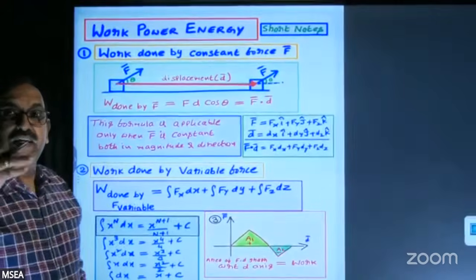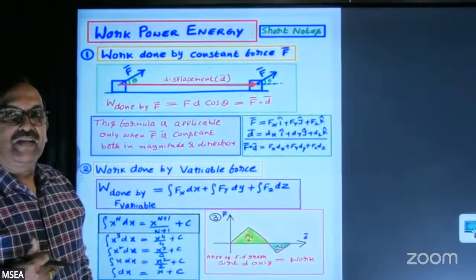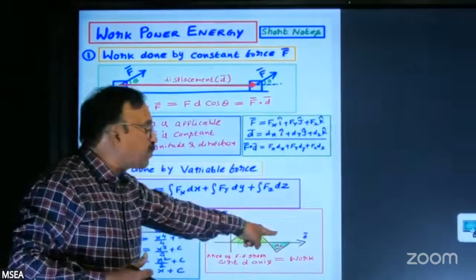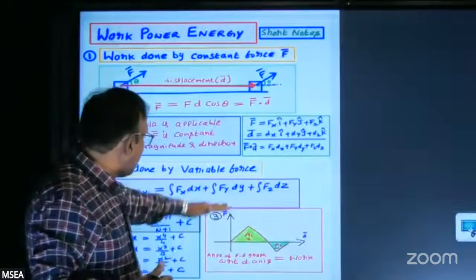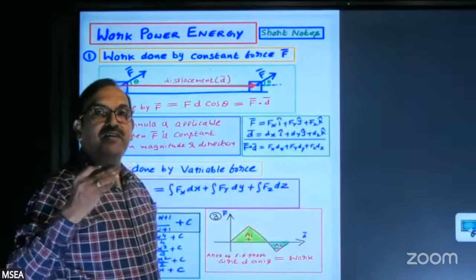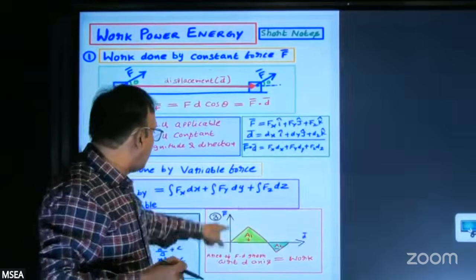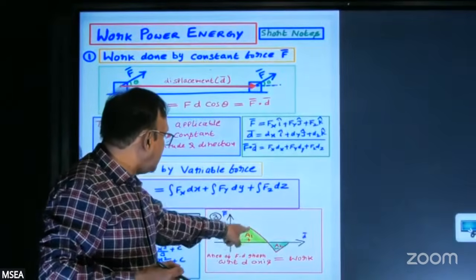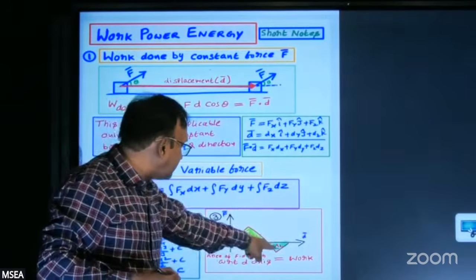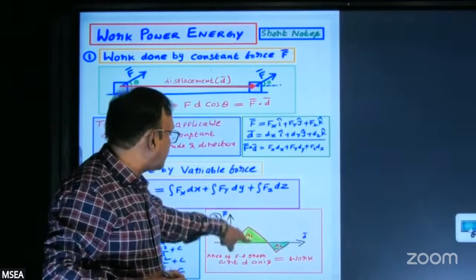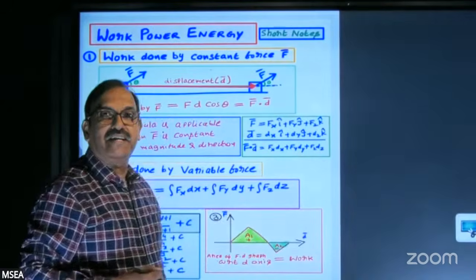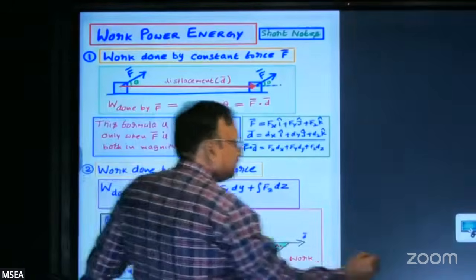How to calculate work done by other methods? Whenever force displacement graph is given, area enclosed by Fd graph will give you the work done. Area enclosed by Fd graph will give you work done. So this is one area which is positive, this is the other area negative. So this total area will give you the total work done.